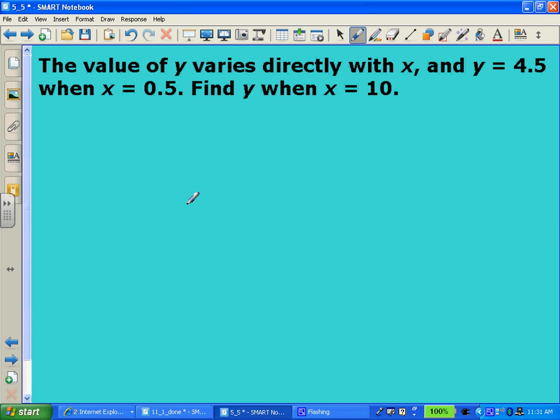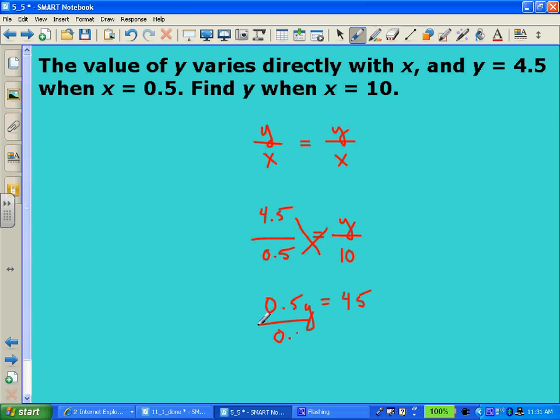Let's look at another one of those just to make sure we know what we're doing. Again, they tell us that y varies directly with x, so I know that my y to x ratios have to be the same. y equals 4.5 when x is 0.5. Find y when x is 10. So this is how, again, I'd set up my proportion, and then I'm going to cross multiply. So I get 0.5y equals 45, and I'm going to divide by 0.5. I'm going to figure out that y is 90.